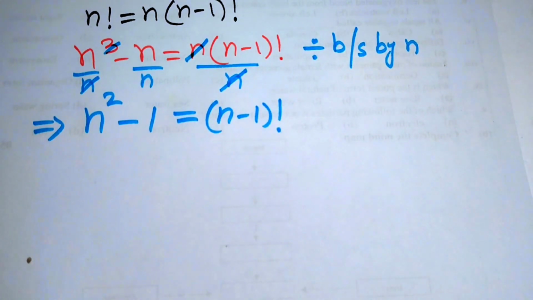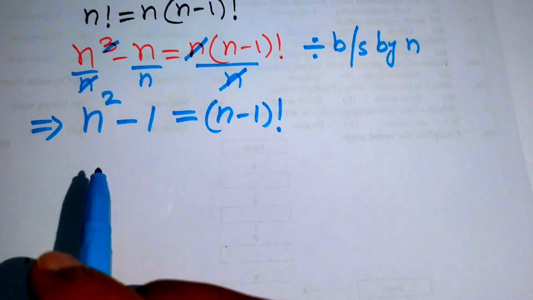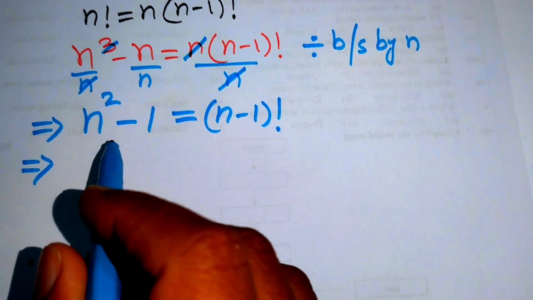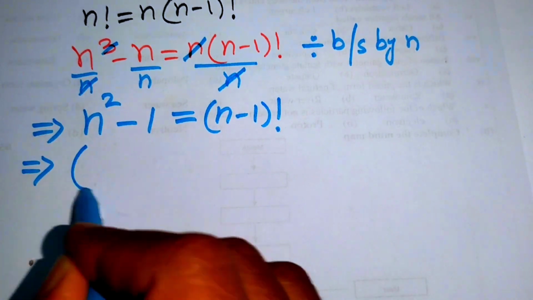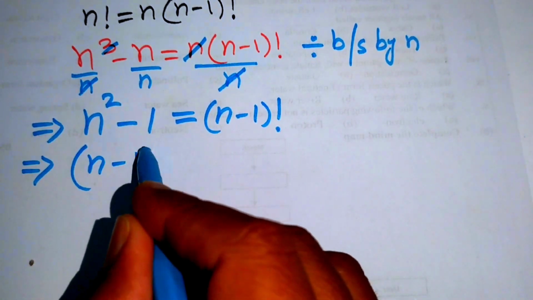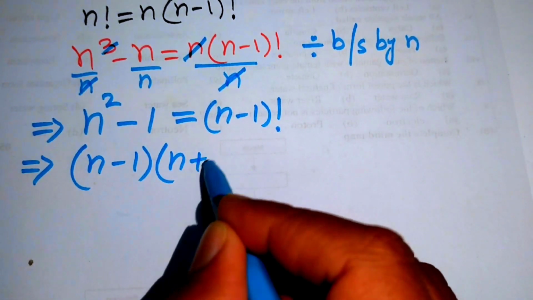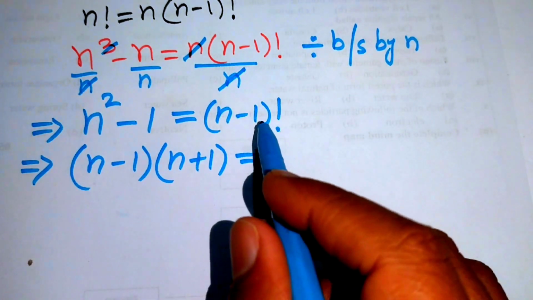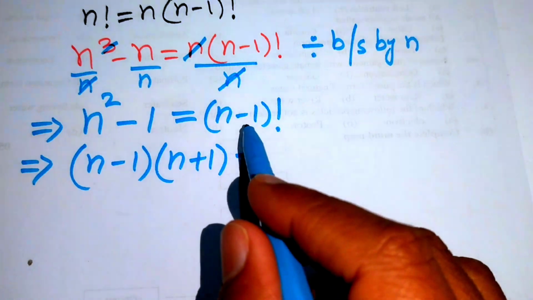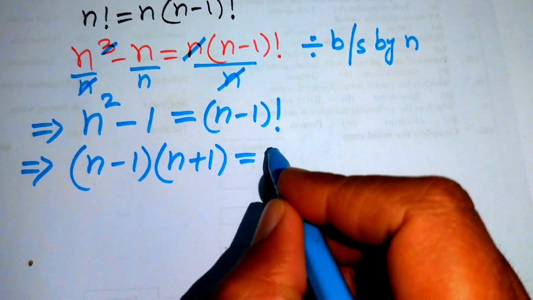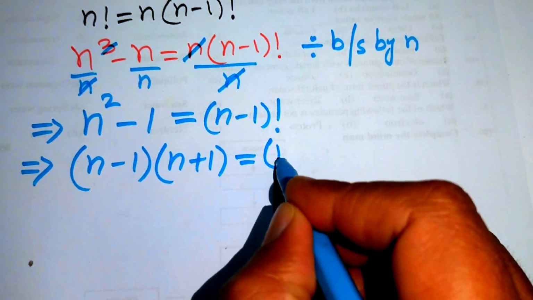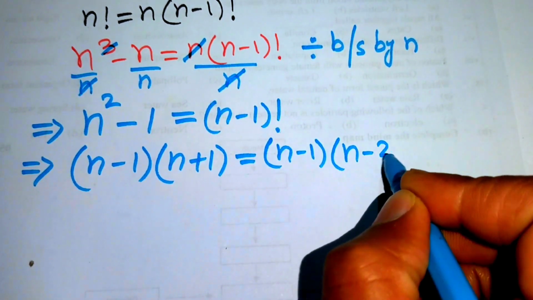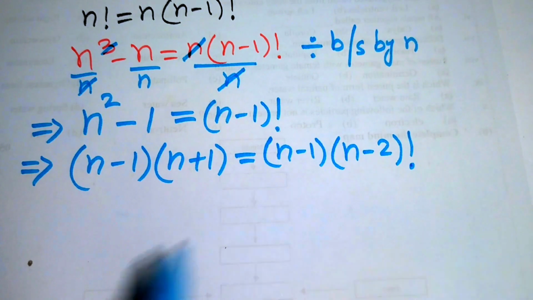Now in the next step, first focus on the left hand side, where we have n squared minus 1, and here we use the square identity, and it will be equal to n minus 1 times n plus 1 equals n minus 1 factorial. And now we extend this n minus 1 factorial by one term and write it as n minus 1 times n minus 2 factorial.